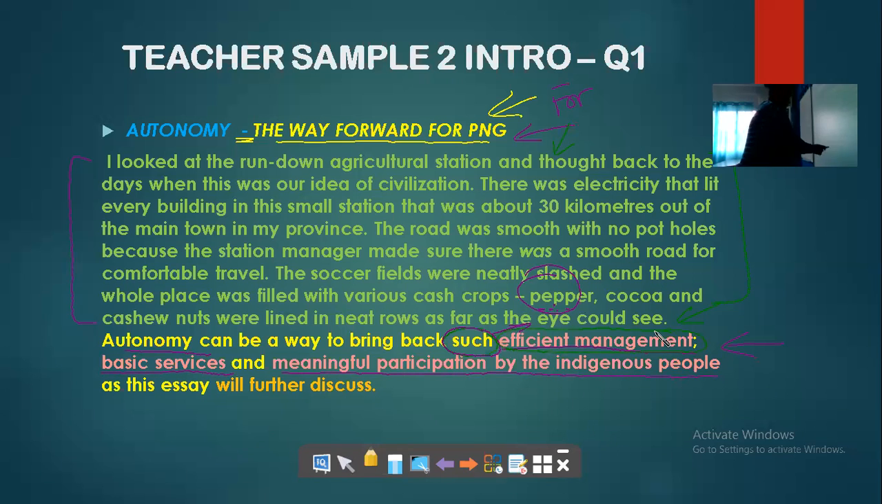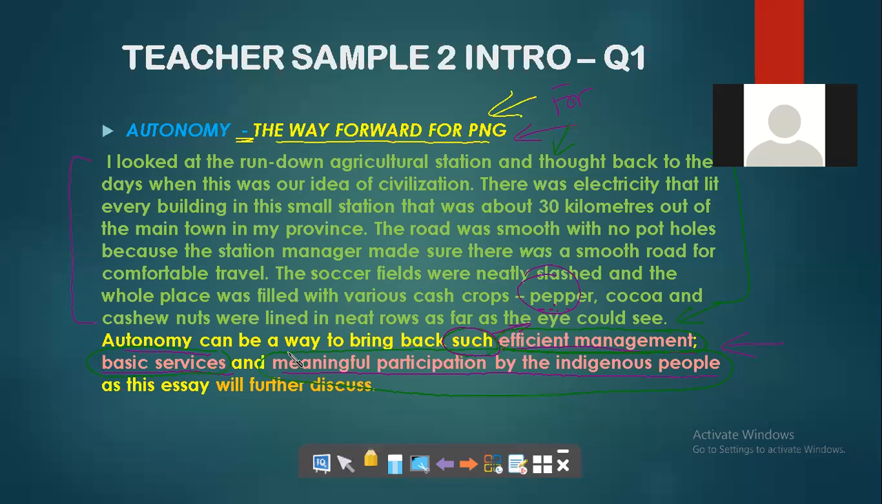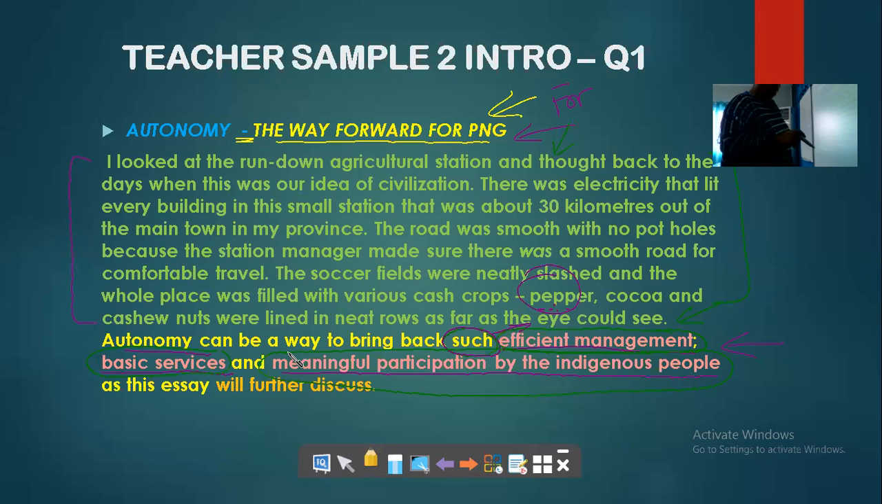But if I say these three main ideas, what am I implying here? What am I planning to do? Yes, these are the three main ideas I will discuss in my body paragraph. In the body, I will talk about efficient management, I will talk about basic services, and I will talk about meaningful participation by indigenous people.